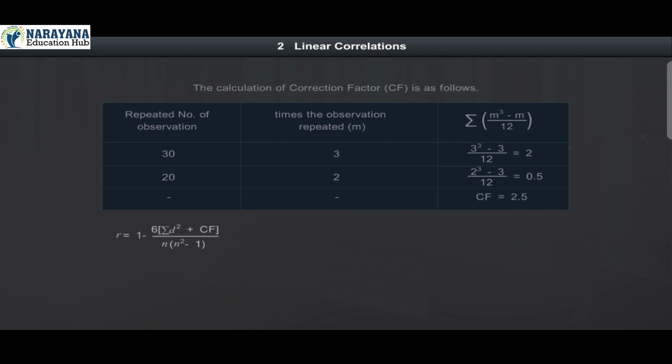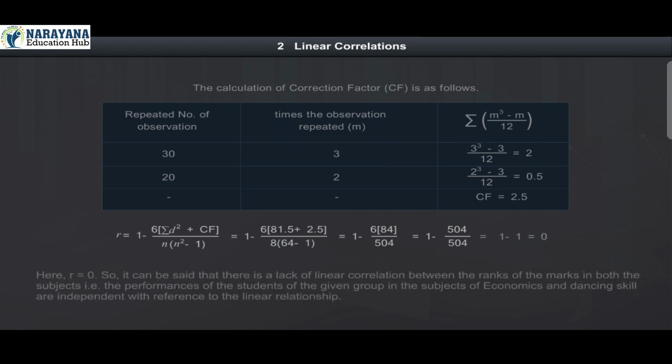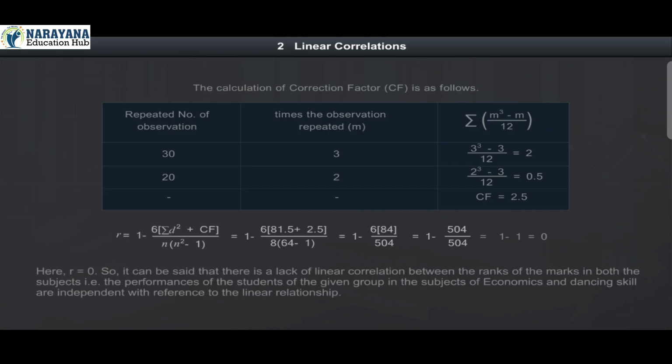R is equal to 1 minus 6 into sigma d square plus CF divided by n into n square minus 1, is equal to 1 minus 6 into 81.5 plus 2.5 divided by 8 into bracket 64 minus 1, is equal to 1 minus 6 into 84 divided by 504, is equal to 1 minus 504 divided by 504, is equal to 1 minus 1, is equal to 0. Here R is equal to 0.